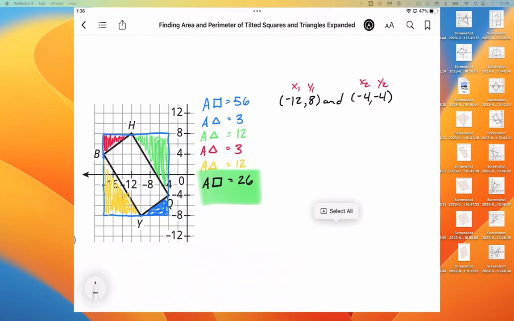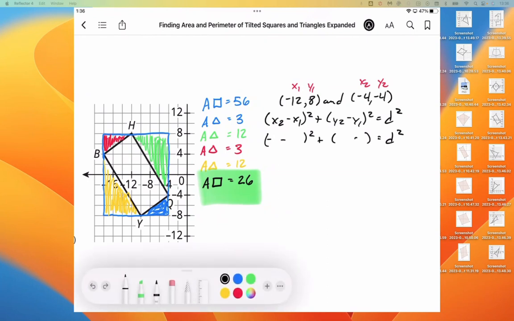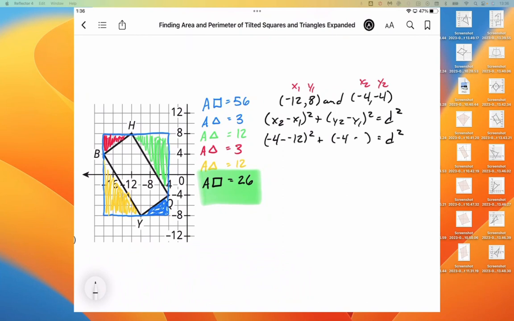And we've got x2 minus x1 squared plus y2 minus y1 squared is d squared. So x2 minus x1 template first. x2 is negative 4. Minus negative 1 minus negative 12. y2 is negative 4. y1 is 8.